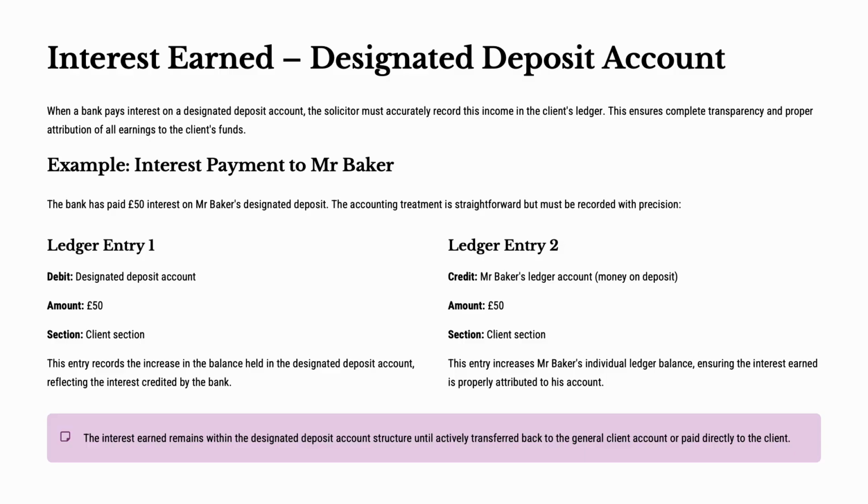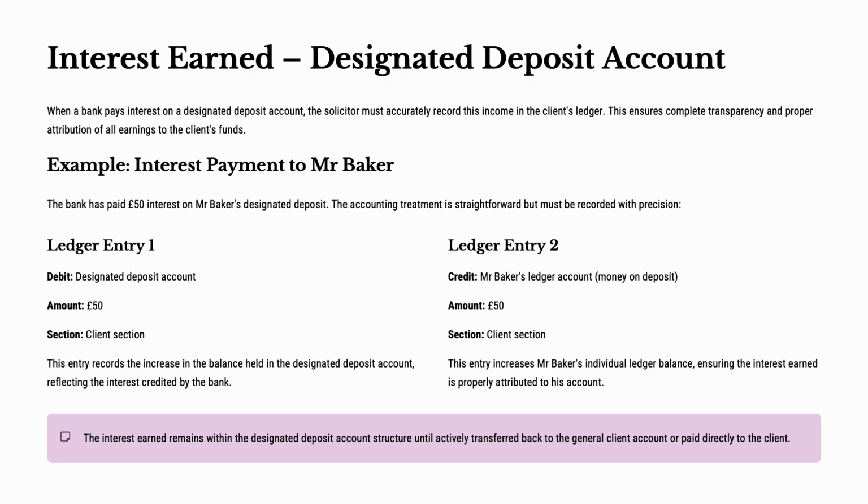Interest earned: the designated deposit account has earned interest. Several months later, the bank pays £50 interest. Because this interest belongs to Mr. Baker, it must be recorded in his ledger. The correct entries are debit designated deposit account £50 client section and credit Mr. Baker's ledger account money on deposit £50 in client section.